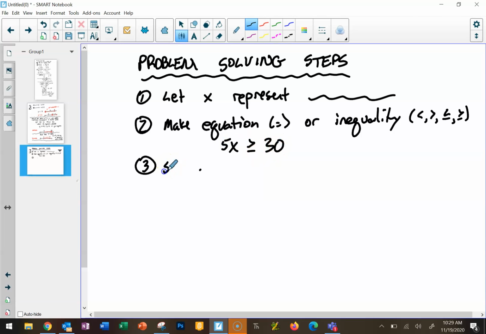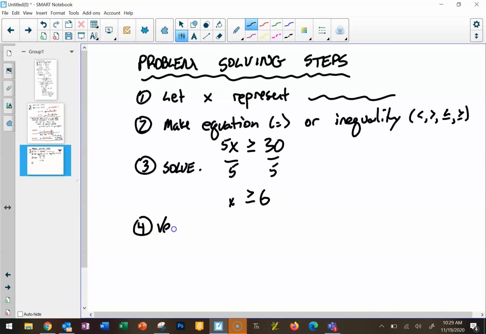Then you solve. So you can basically just carry this on. You've got your inequality here. Well, we know in order to isolate X, I've got to divide by 5 on both sides, and that leaves me with X is greater than or equal to 6. So there's the solve part.